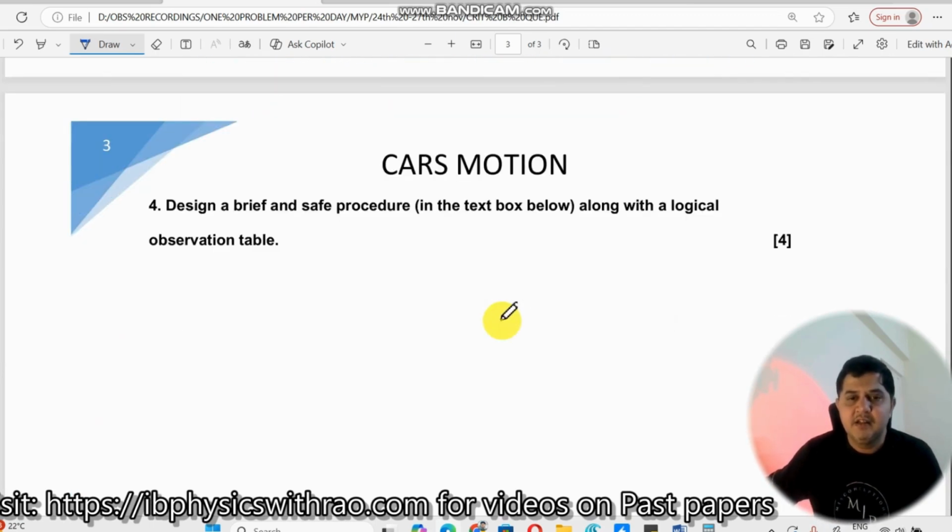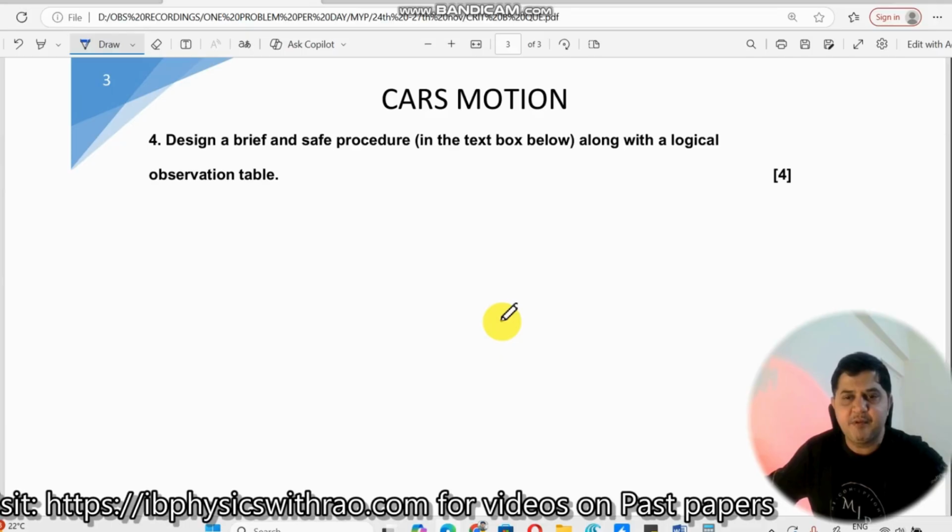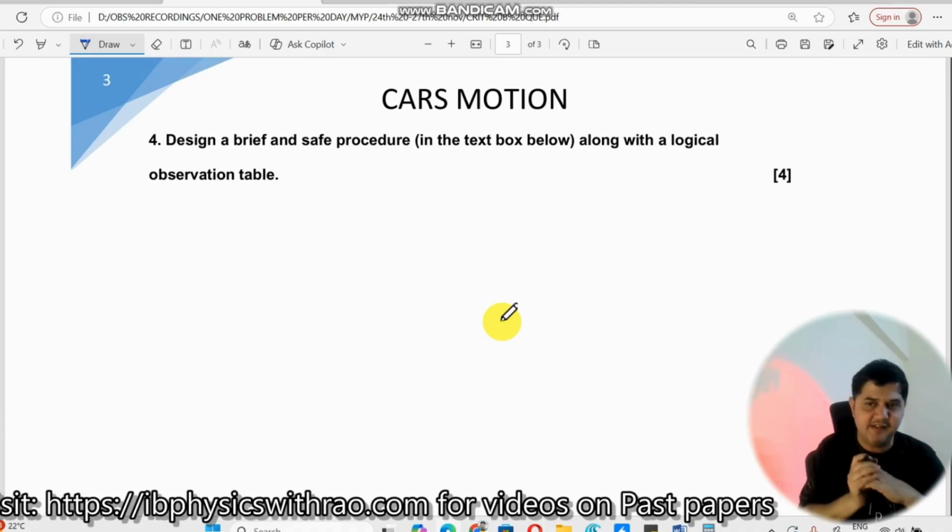Then design a brief and safe procedure in the text box along with a logical observation table. So you need to design a brief and safe procedure. Actually, it can be split into two parts, but since I put it for 4 marks, I put it into one of them. Anyway, let us do this.